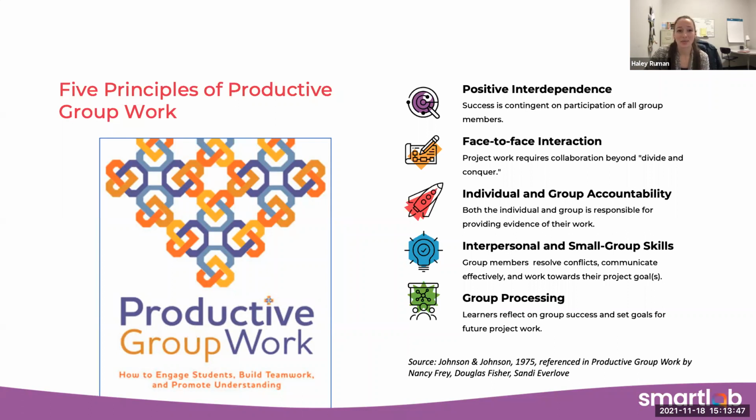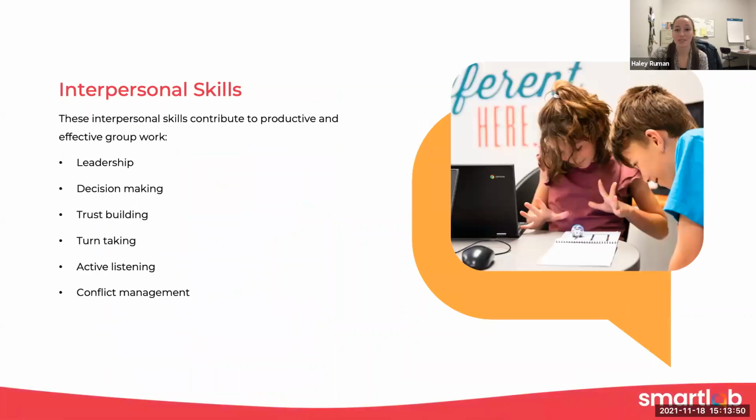All right, so we are going to jump into interpersonal skills. 6 of the big ones that are specifically noted in this productive group workbook are leadership, decision-making, trust building, turn-taking, active listening, and conflict management. And as you guys know, and probably see in your SmartLabs all the time, these are really, really big skills and can really help make their projects just run more smoothly, but also have bigger outcomes because they're able to be efficient and productive in their groups.